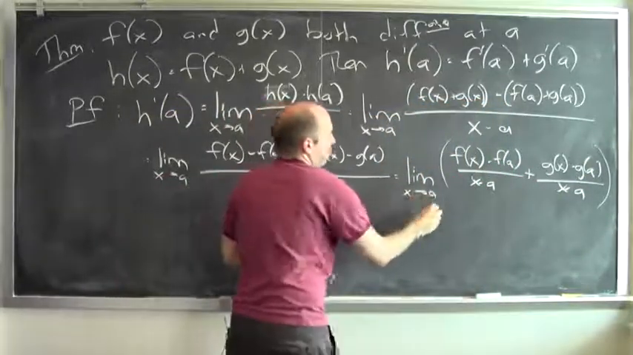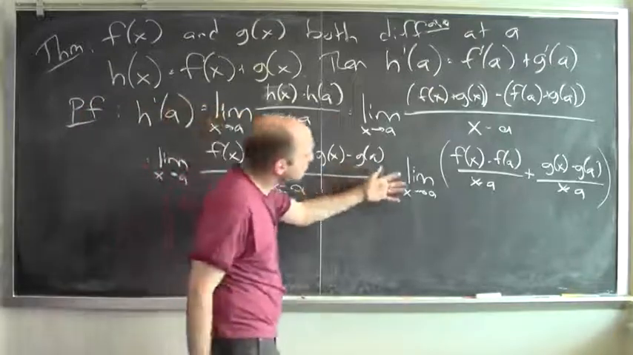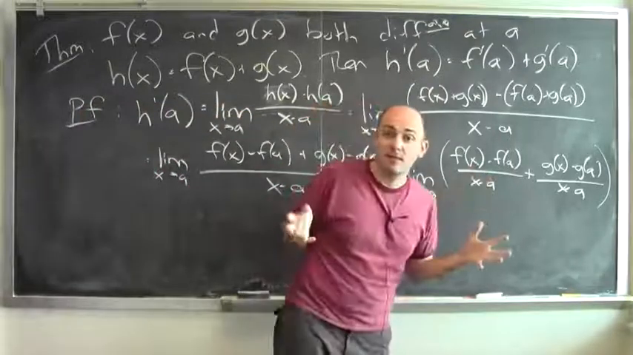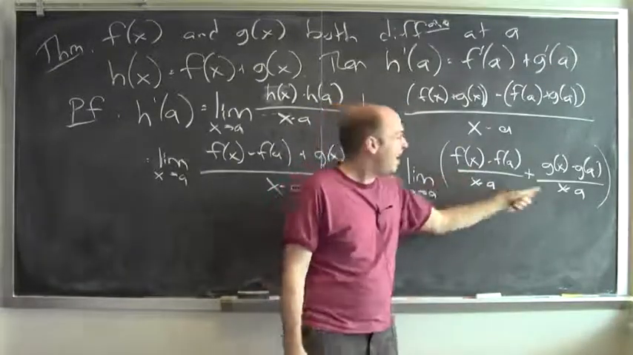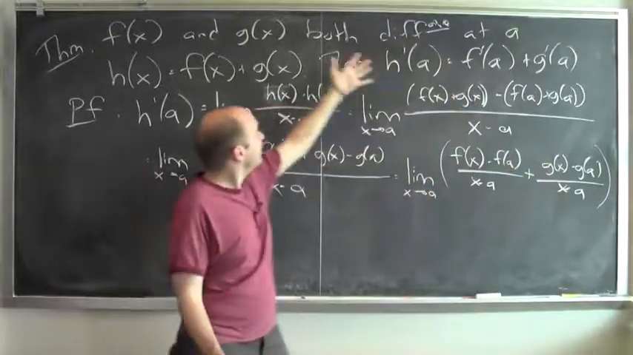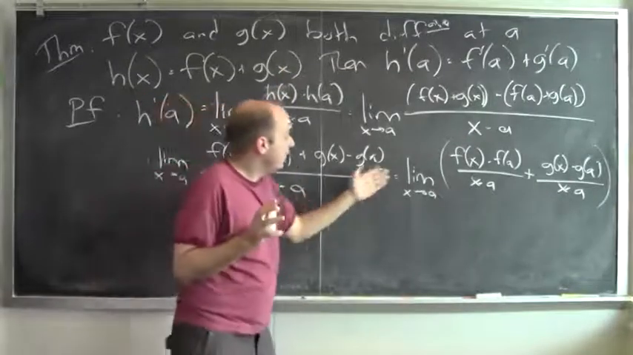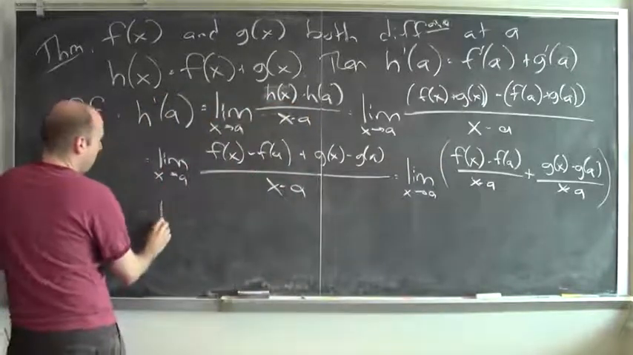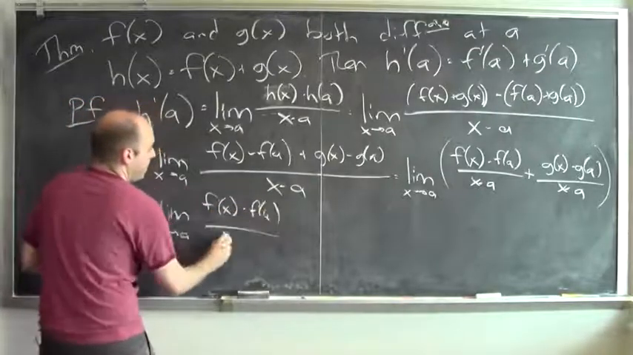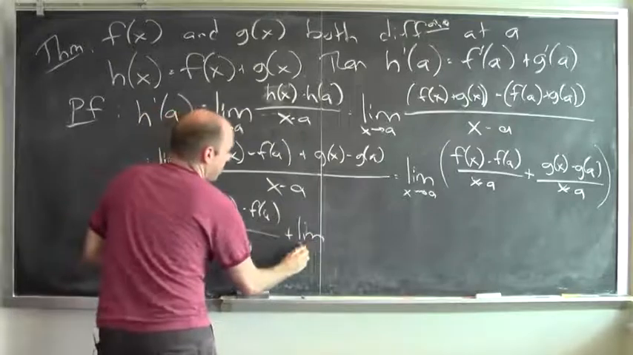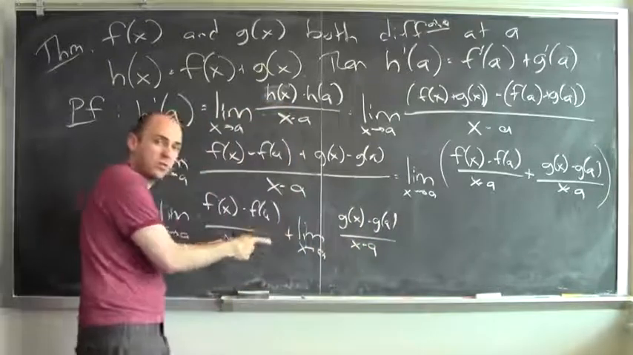And this is the limit as x goes to a. How do I calculate that limit? I'm just applying the rules for calculating limits, and one of those rules is that the limit of the sum is the sum of the limits, provided the limits exist. What are these two limits? Well, this is really the derivative of f at a, and this is really the derivative of g at a. And I assume that f and g are both differentiable at a, so those limits do exist, and I can apply the limit of the sum as the sum of the limits. So this is equal to the limit as x goes to a of f of x minus f of a over x minus a plus the limit as x goes to a of g of x minus g of a over x minus a, because I know those two limits exist.